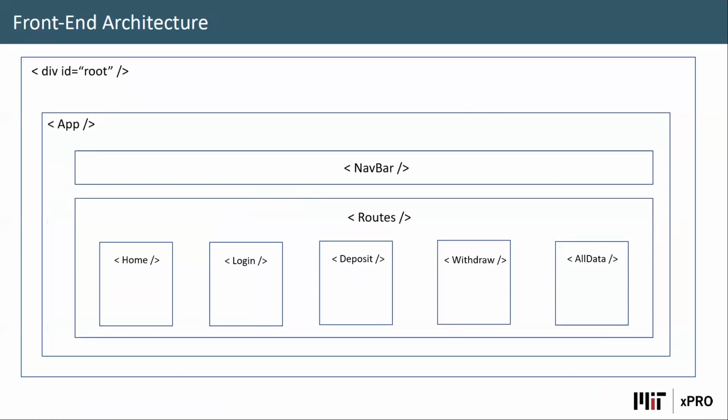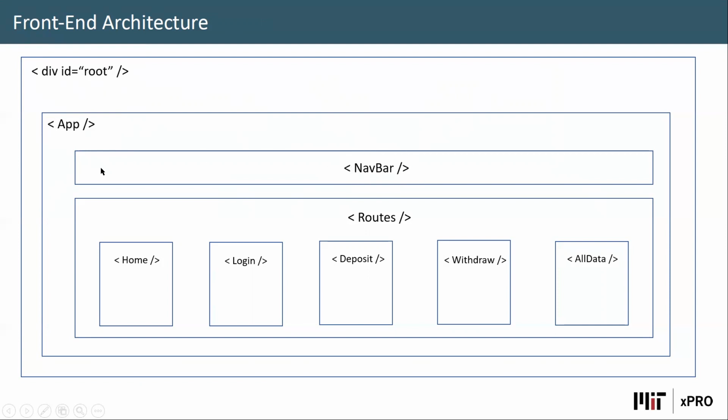Now let's take a look at the front-end architecture. The main element is a div with the ID root. We know that React looks for this element, and there is placed the main component for React, which is the app component. Inside of the app component, we have the navbar component.